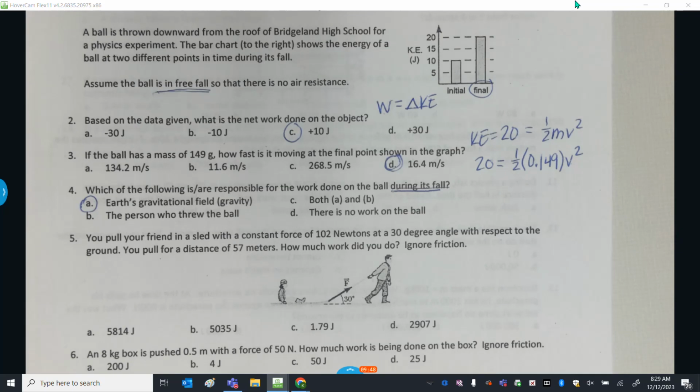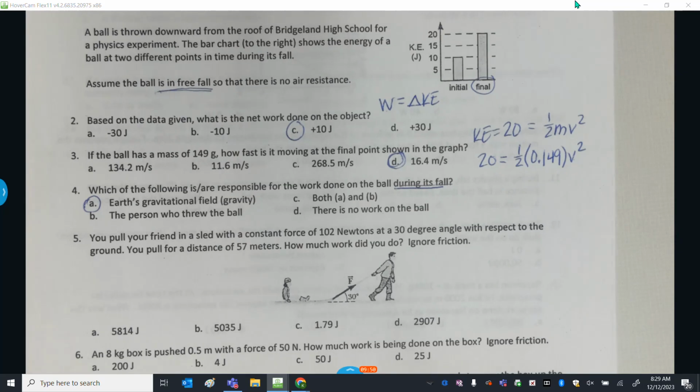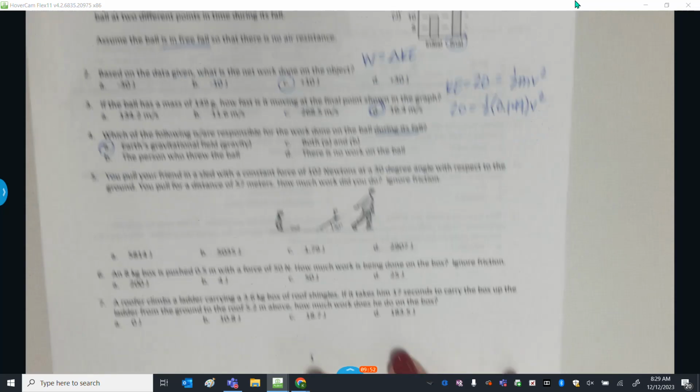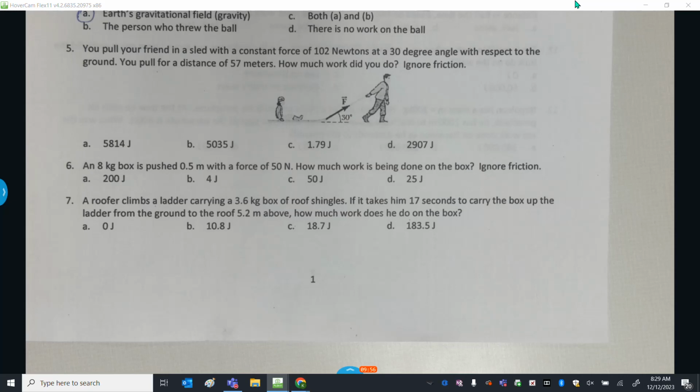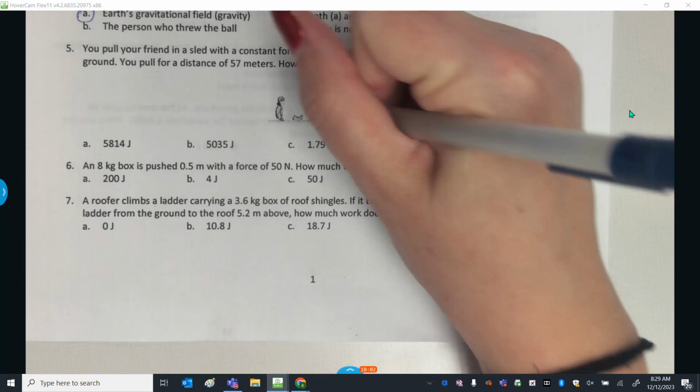Number 5, 82% of you got number 5 right, so that's good, especially since this is one with an angle in it. That's pretty good. If you missed it, obviously listen up, but it says you pull your friend in a sled with a constant force of 102 newtons. I'm going to go ahead and label that on my picture.